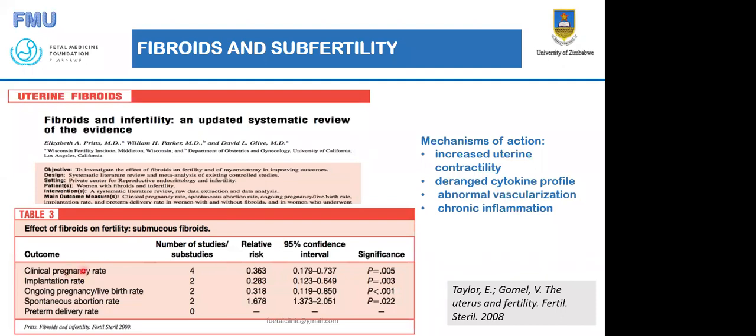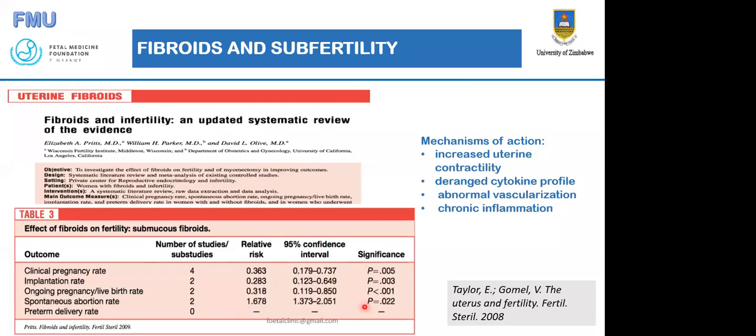So in terms of what exactly do fibroids affect? They do not affect to a very big significance the clinical pregnancy rate, because as you can see, the P is 0.05 there, but they affect the implantation rate, and they affect the ongoing pregnancy and live birth rate, and they cause spontaneous abortion rate, preterm delivery, not much, but miscarriage, yes.